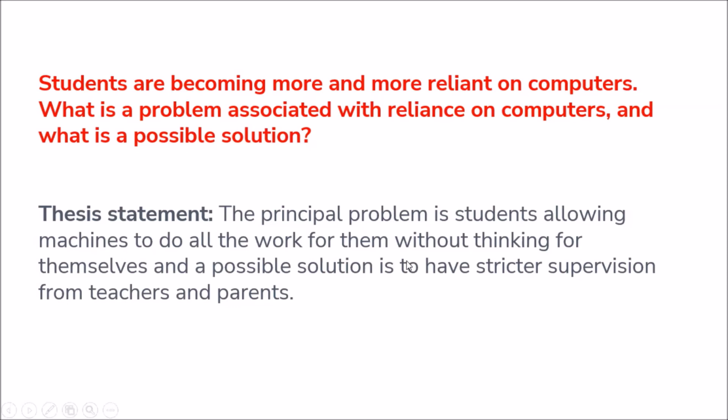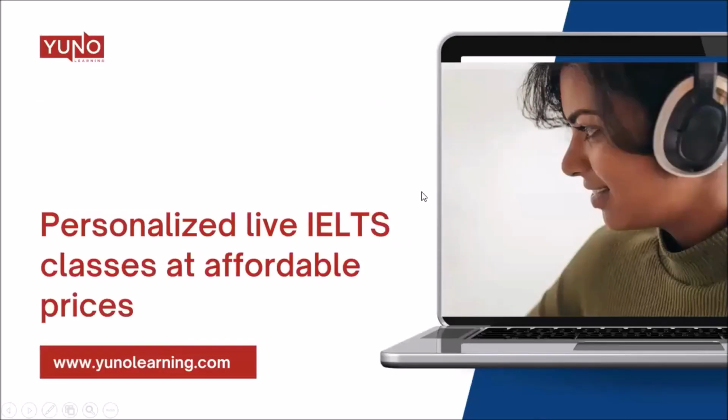Let's read the thesis statement. The principal problem is students allowing machines to do all the work for them without thinking for themselves, and a possible solution is to have stricter supervision from teachers and parents. So I think the thesis statement has both a problem and the solution to this problem. Hope you all understood how to write a thesis statement in IELTS Writing Task 2 and how important it is to clearly mention the thesis statement in an essay solution to achieve the desired band score.